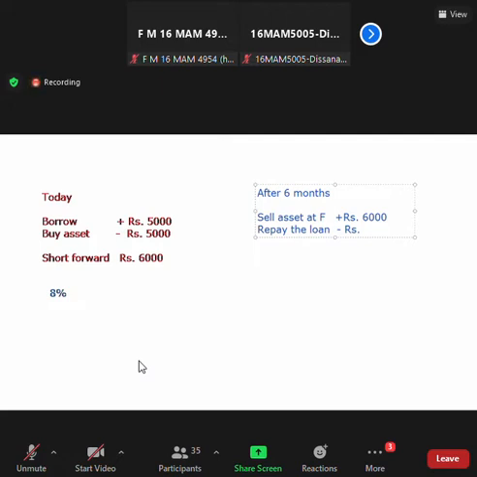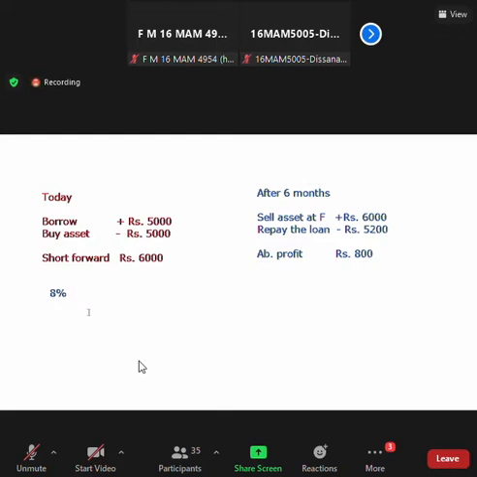Interest rate is 8% for 6 months. You cannot forget that. Yes, so you had to pay 5,200. So you can see the arbitrage profit. It is 800. Right. So implied repo rate. Implied repo rate is the rate of return from this trade.